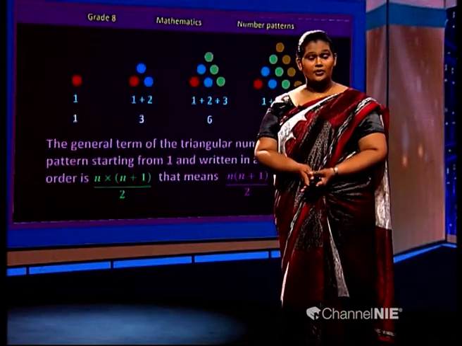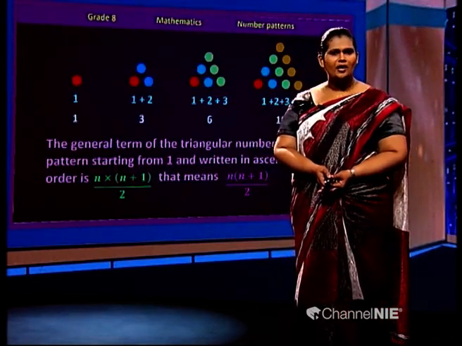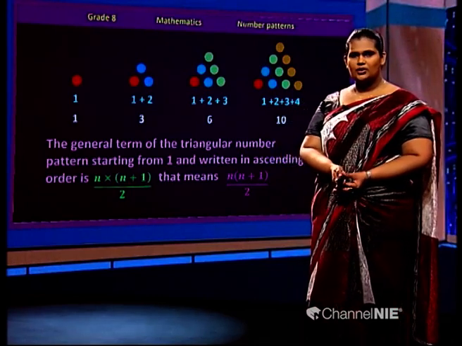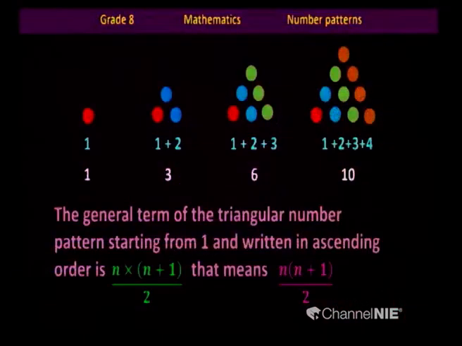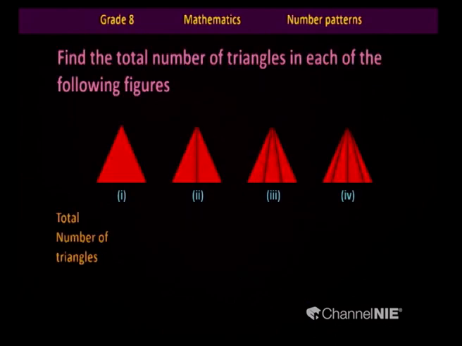Right. Before providing the answer for the question, we have to have a look at this one. Just have a look. Now, here it is about triangular numbers. So, we got the general term of the triangular number pattern starting from 1 and written in ascending order is n into n plus 1 divided by 2. It can be written without mentioning the multiplication sign. Right. Now, we know the general term of the triangular number pattern. So, now we will move on to the question.